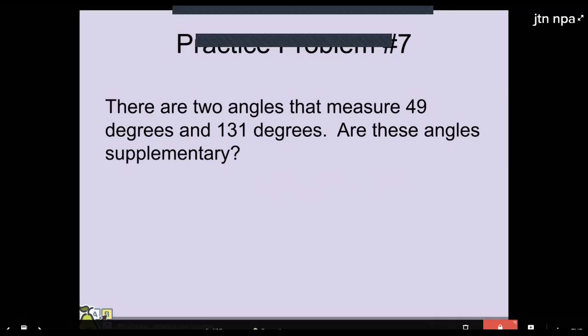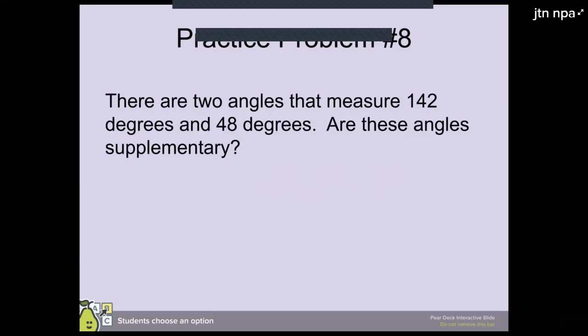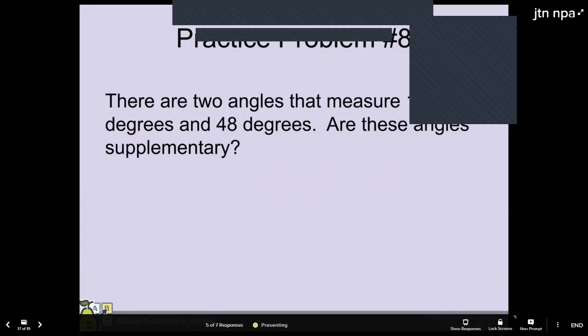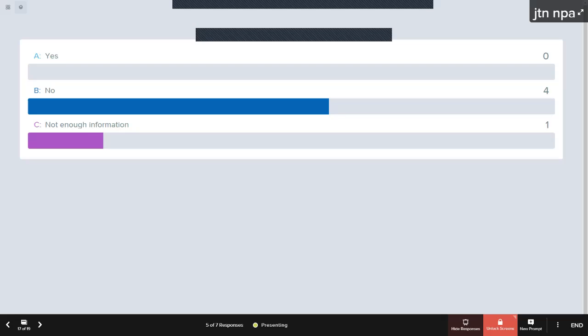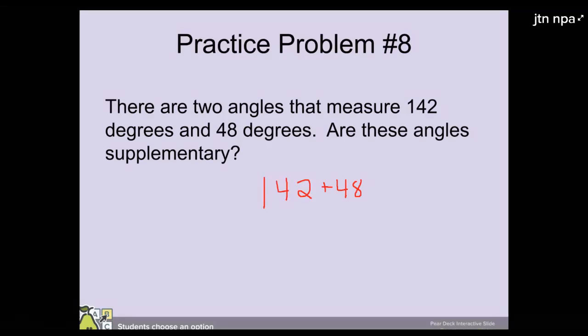All right, last practice problem for today. There are two angles that measure 142 degrees and 48 degrees. Are these angles supplementary? All right, let's take a look what you guys did. So most people said no, one person said not enough information. There is enough information. You know what the two angles are, 142 plus 48. And when you add those together, you actually get 190 degrees. So they are not supplementary. You guys did a good job with that.